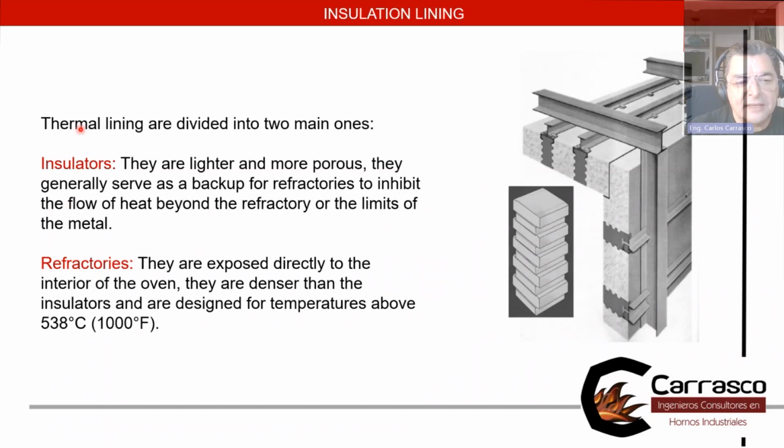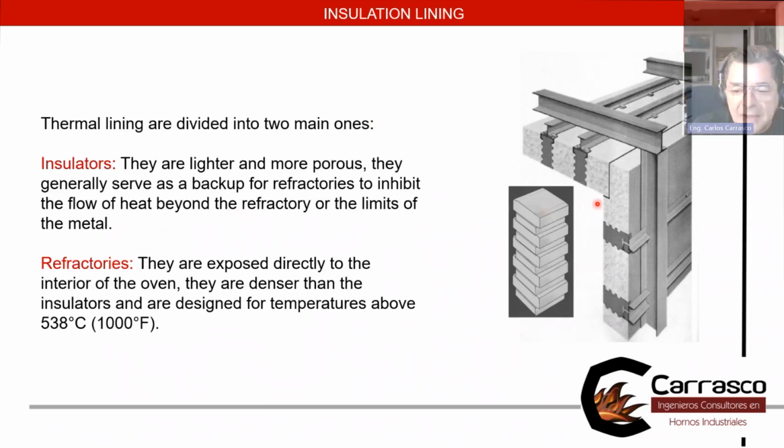So the furnace linings are divided mainly into two ones. Insulation, they are lighter, they are more porous. Because they are more porous, the granulation size of the materials allows to have air inside, and this air acts as an insulation. So remember, I told you the transfer occurs by contact. So when I have these big grains inside of the insulation, there is less contact, more air, so they can isolate the heat better. Okay.